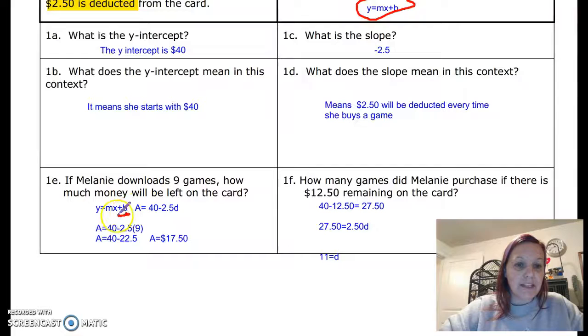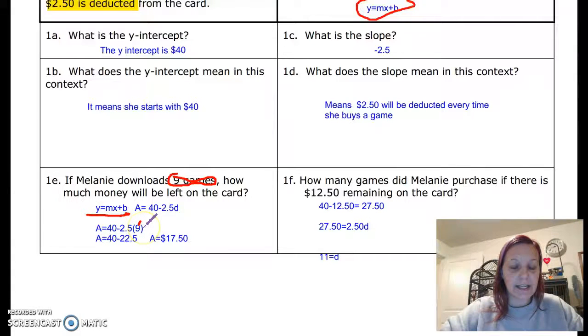To remind myself, I did rewrite my equation, y equals mx plus b. So I know that the amount left is going to be equal to the original 40 minus $2.50 per download. So we take what we know. She's going to download 9 games, so we're going to plug that in as our number of downloads. So our original $40 minus 2.50 times that 9 is $22.50. So the amount remaining is equal to 40 minus that $22.50, which is $17.50.